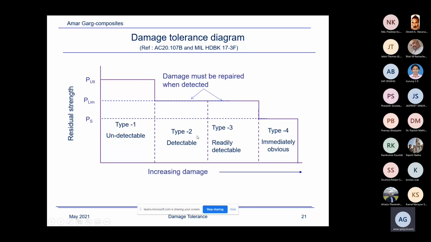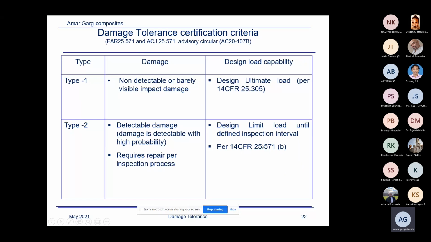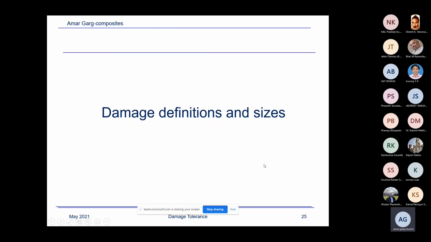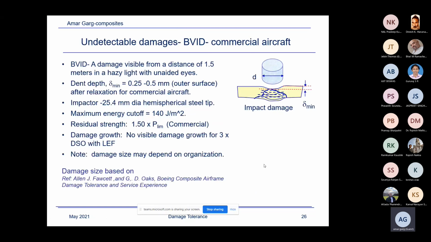The message is the same, type 1, type 2. Another thing which I've done here from the previous one, I defined the category 1, 2, 3 based on AC 20-107B. But why have I changed to type rather than category? Because category I'm defining according to Boeing for another purpose here. So I thought, let me change it and keep everything else the same. Undetectable, detectable, readily detectable, immediately obvious. I won't explain that; I've already explained this table in certification. Okay, so damage definitions and sizes, BVID, I won't go into the details of this.